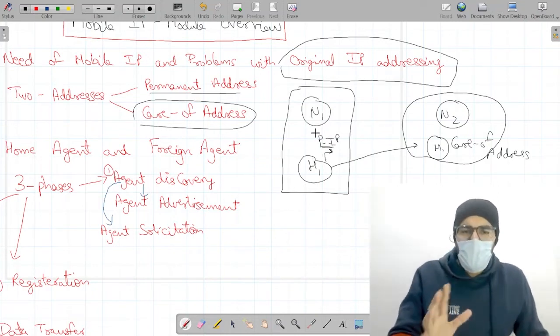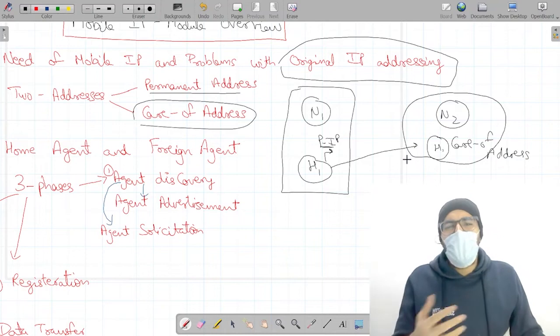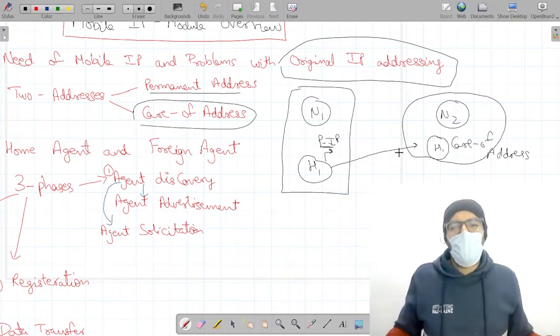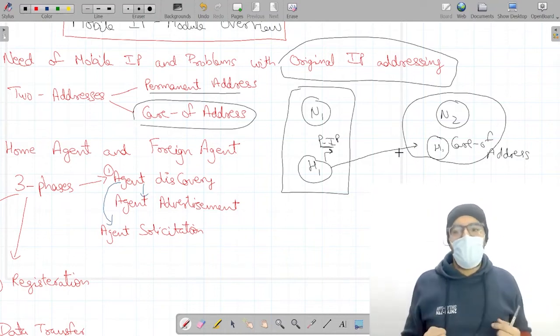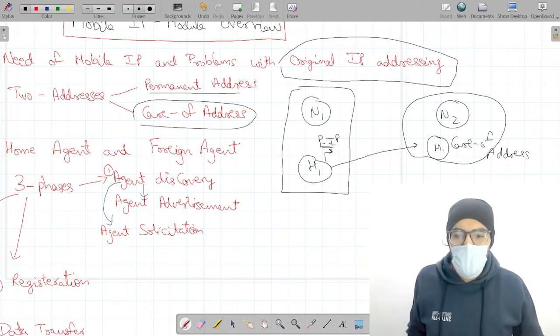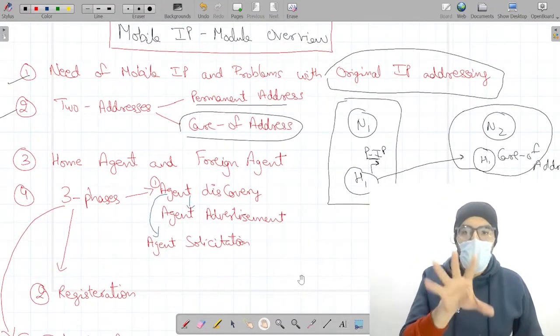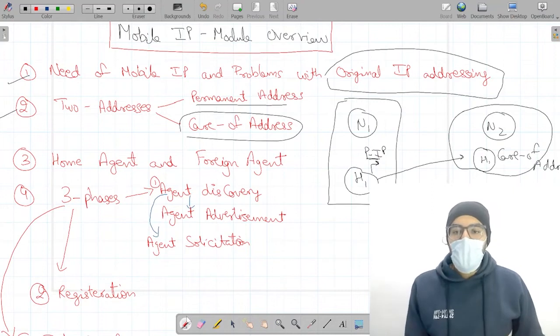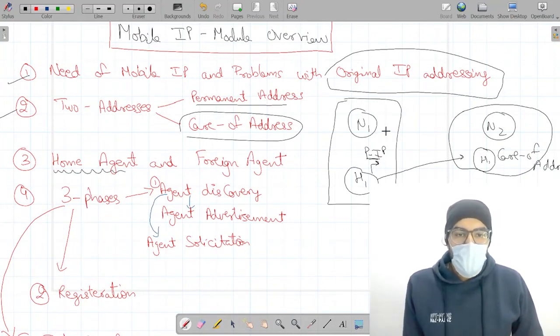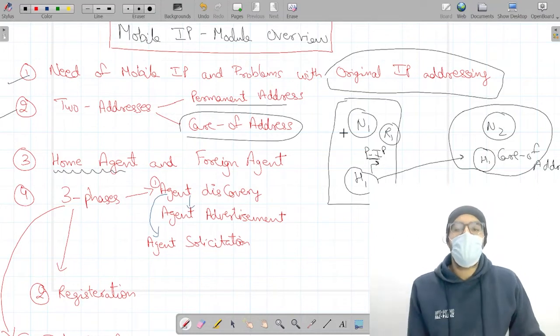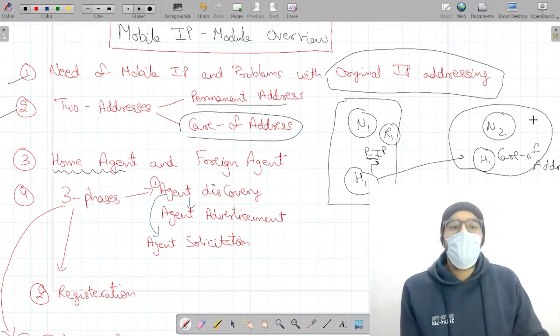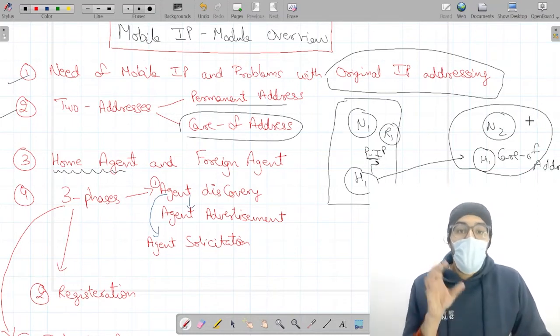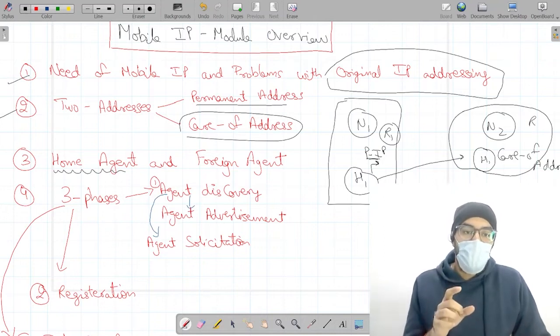What the care of address is, what is network 1, what is network 2, what is a host, and everything we'll be covering in our later lectures, but it's just an overview. I wanted to tell you what all we are going to cover. Now we'll learn about what a home agent is. Home agent is a router that is present in network 1. So let's say there's a router in network 1, we'll call this a home agent. And foreign agent is the main router in network 2, in any of the foreign networks.